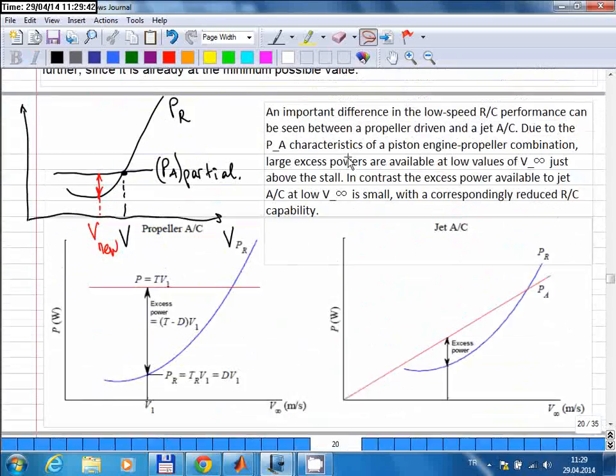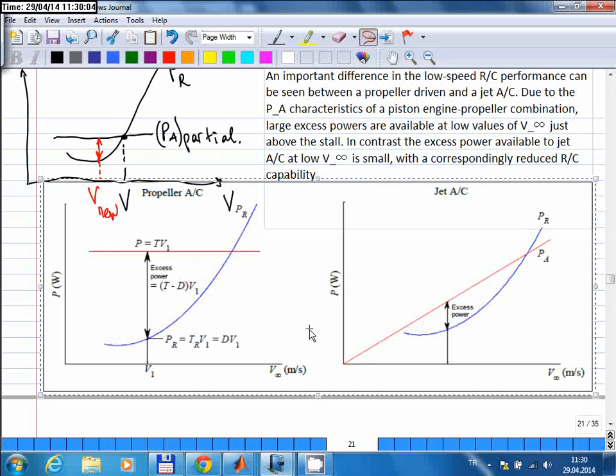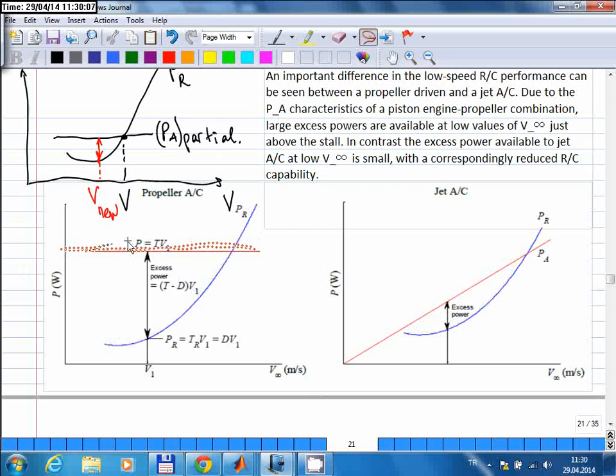Okay, so let me just say this and then we can take a break. So if you compare propeller and jet aircraft, then you will see that there's an important difference in their climb abilities. So the blue curves are the required power curves for an aircraft. And if this aircraft is propelled by a propeller, then the available power will be constant at all speeds, right? So this is the available power. But if the aircraft is propelled by a jet engine, then since the thrust is constant, the available power will be this line. Okay?